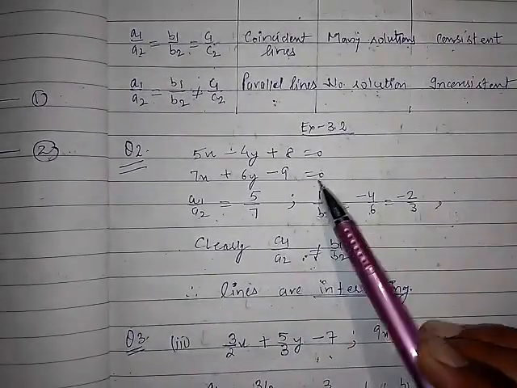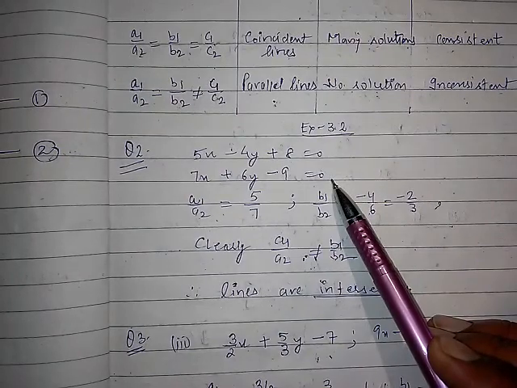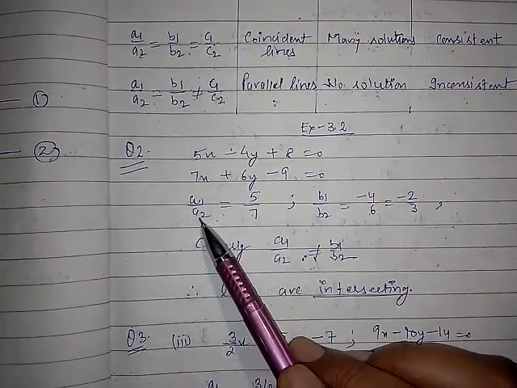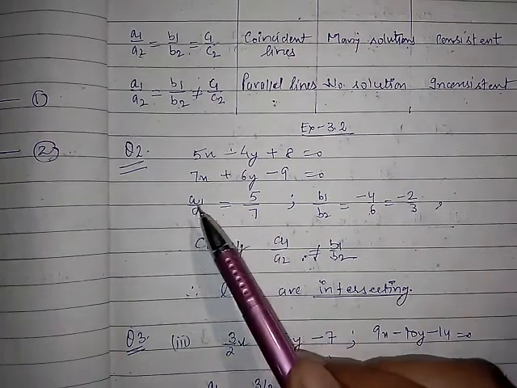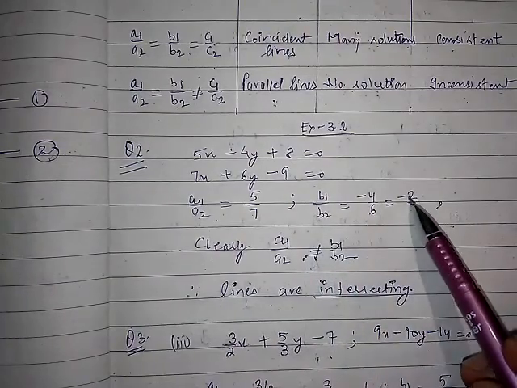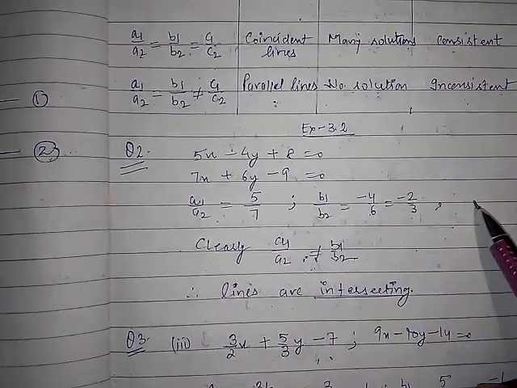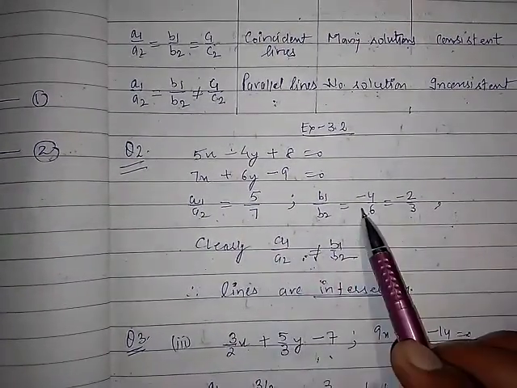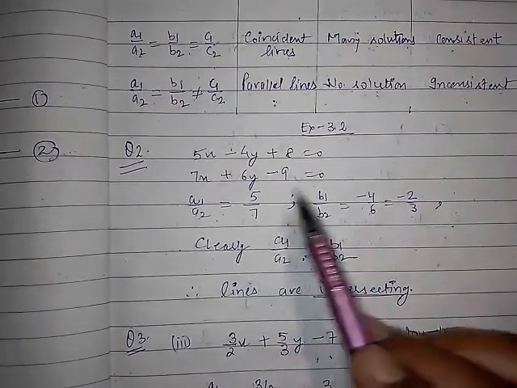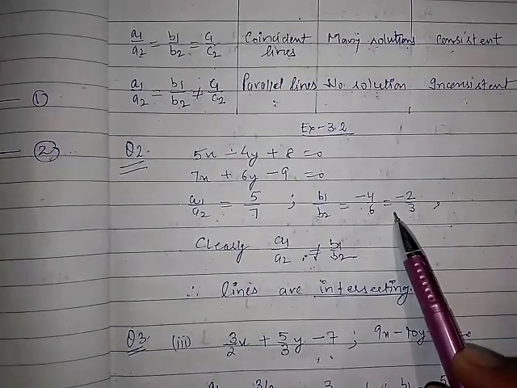So always you will be given a pair of linear equations. Then what will be your first step? You will be finding the ratios. First of all, find out the ratio a1 upon a2, then b1 upon b2, then after that c1 upon c2. That is your choice. I have calculated here only two ratios, because after calculating these two ratios I came to know that both are unequal.